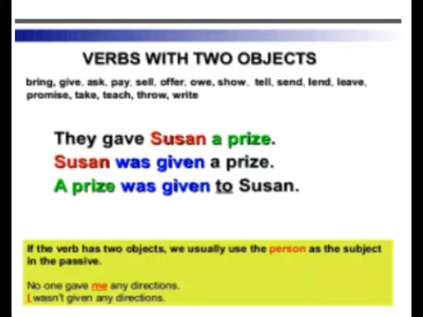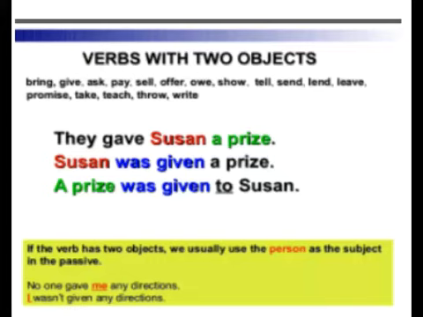To is added before Susan because it's an indirect object. Here is the complete sentence: A prize was given to Susan. In the brackets, if you want to write, you can write by them.